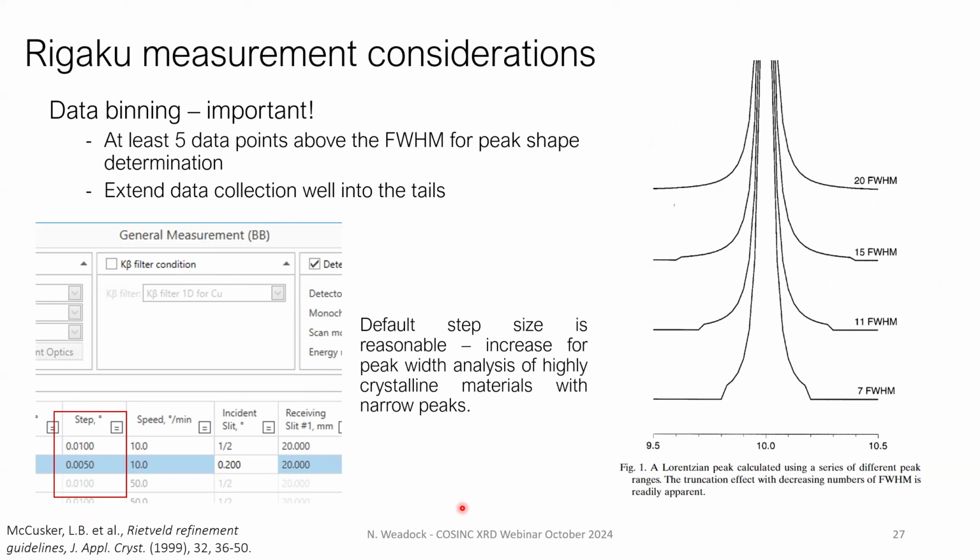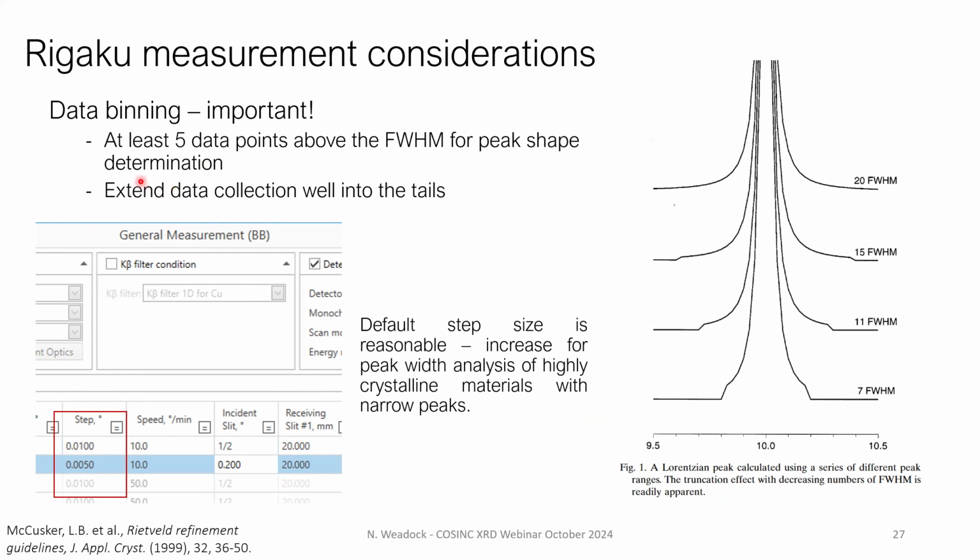Another important consideration for peak width analysis is the size of your data binning. In the measurement panels, your step size here is going to be the width of the bins of your intensity versus 2 theta histogram. In general, to do a proper line width analysis, you're going to want at least 5 data points above the full width at half maximum of your peak to get a more accurate peak shape determination, Gaussian or Lorentzian.